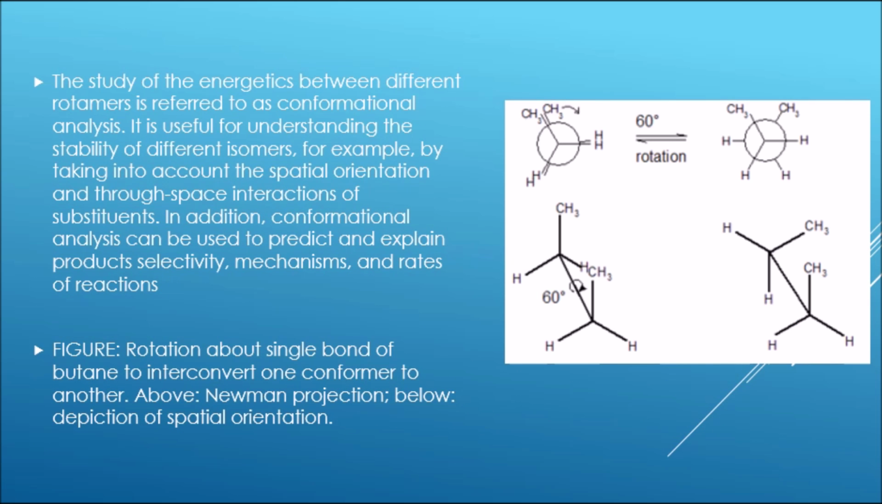The study of the energetics between different rotamers is referred to as conformational analysis. It is useful for understanding the stability of different isomers, for example, by taking into account the spatial orientation and through space interactions of substituents. In addition, conformational analysis can be used to predict and explain product selectivity, mechanisms, and rates of reactions.